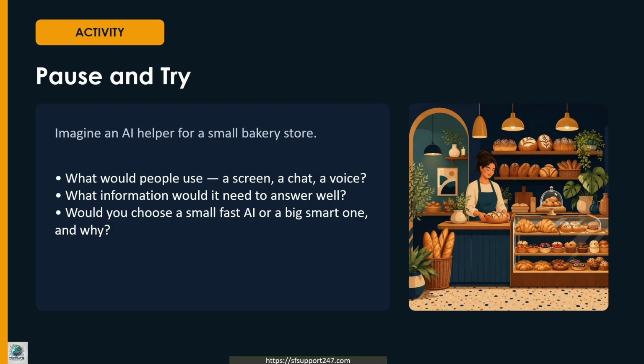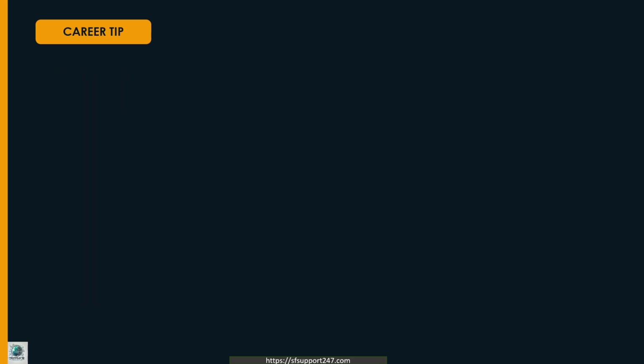Are they going to use chat or voice? What information from the bakery do they want? Or would you choose a small fast AI like ChatGPT, or there are some smaller models also, open source models? Are you going to use those models? Just at the theory level, whatever you understood for this section until now, you can think about it and come up with a plan and verify it. There is no single right answer. The thinking is the skill.